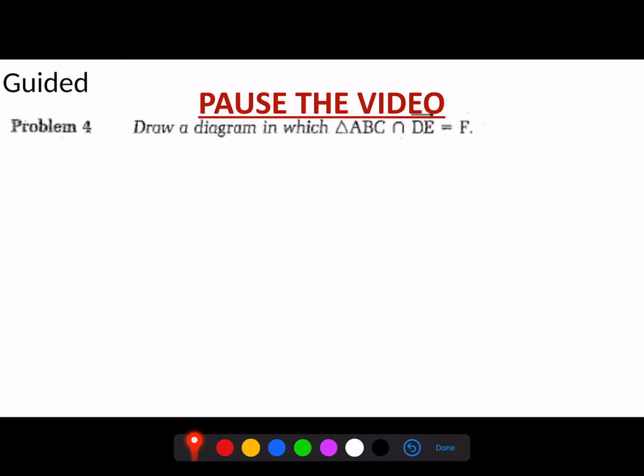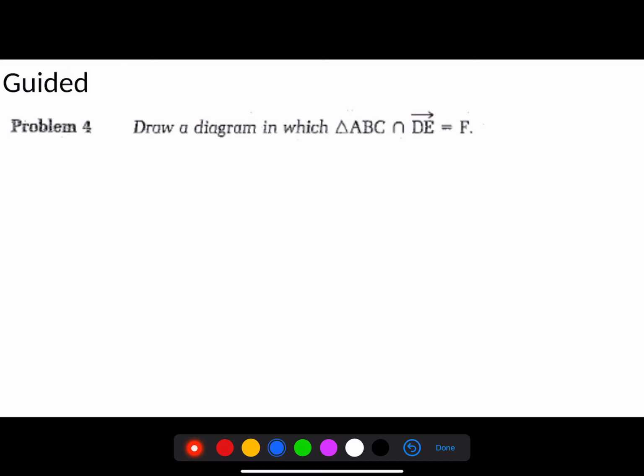All right. And again, there it is. So go ahead and pause the video for this next one. We're going to draw a diagram in which triangle ABC intersects line segment, or sorry, this is a ray. So this is ray DE at point F. So go ahead and draw this out. And when you're finished drawing it out and trying it on your own, come on back and we'll go through it.